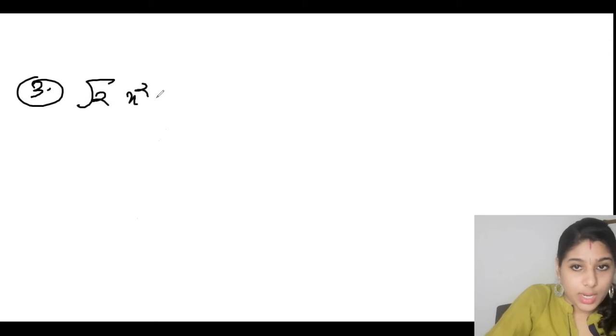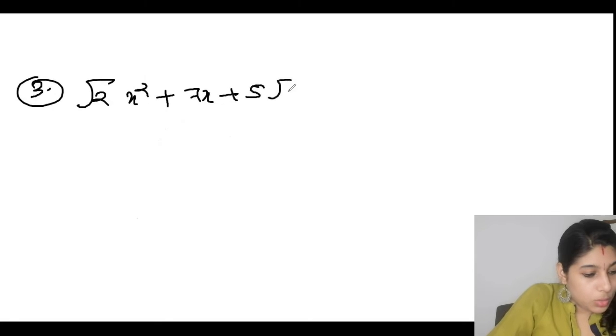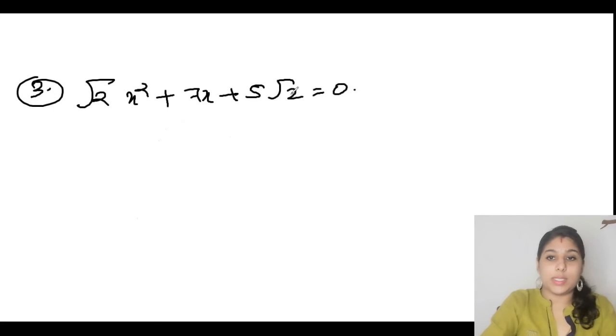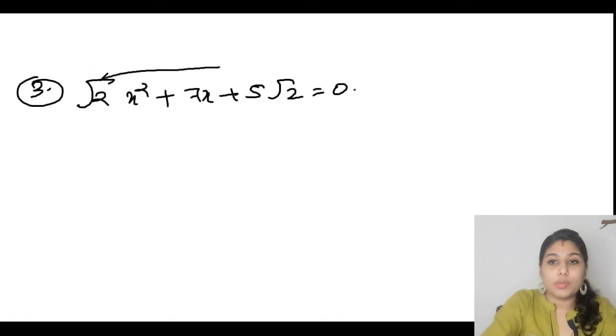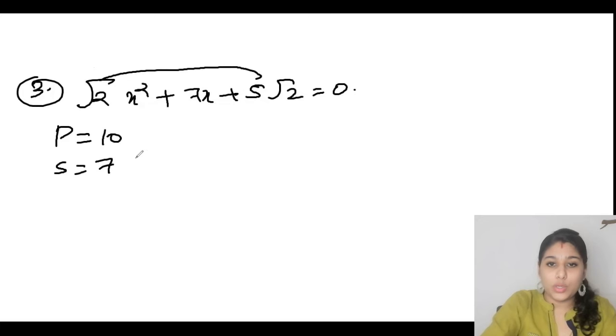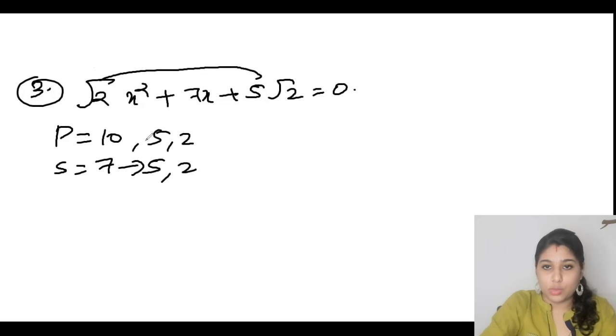Next question, root 2x square plus 7x plus 5 root 2 is equal to 0. So we have to understand 7 and 5 root 2. The product should be 5 root 2 into root 2, that is 10, and the sum should be 7. So it can be only two numbers, that is 5 and 2. Just imagine 5 into 2, that is 10, and 5 plus 2, that is 7.